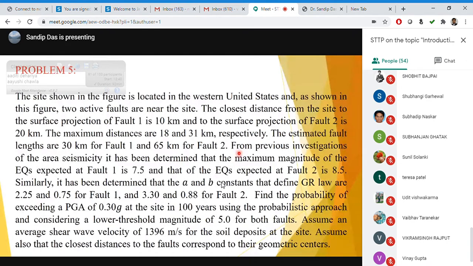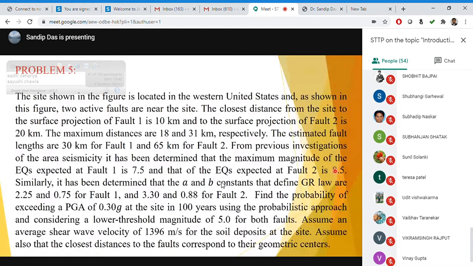It is also said that from the previous investigation of the area's seismicity, it has been determined that the maximum magnitude of the earthquakes expected at fault 1 is this, and at fault 2 is this. So it is obvious that you are going to consider the maximum earthquake to get a conservative estimate of your hazard. Conservative, not the maximum value of the hazard that you can actually get. So you have to consider this magnitude range.